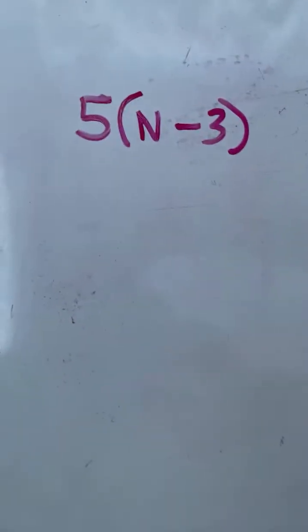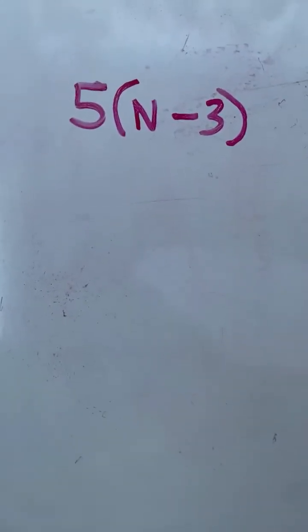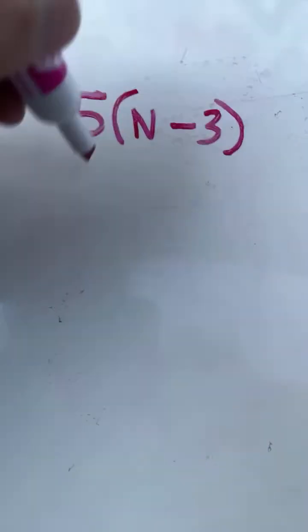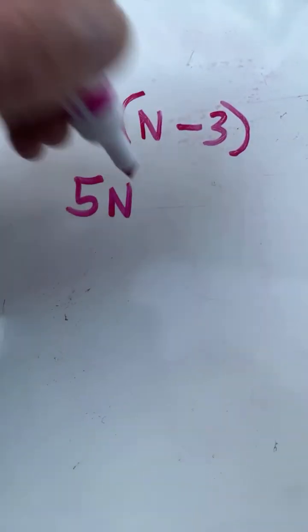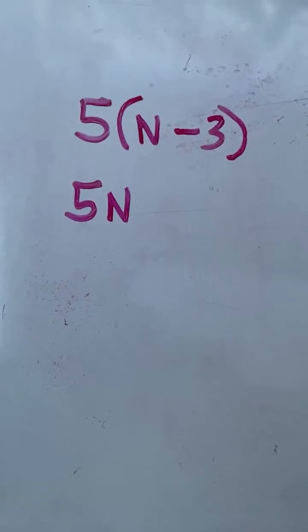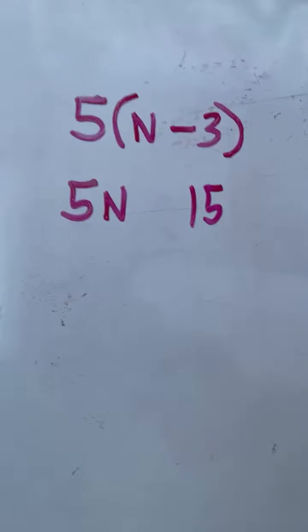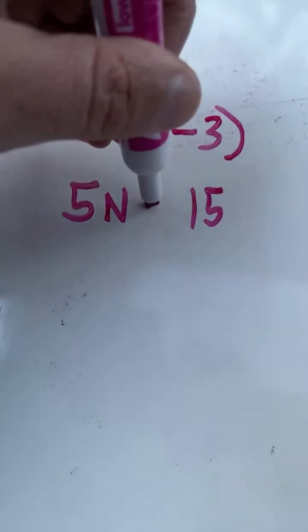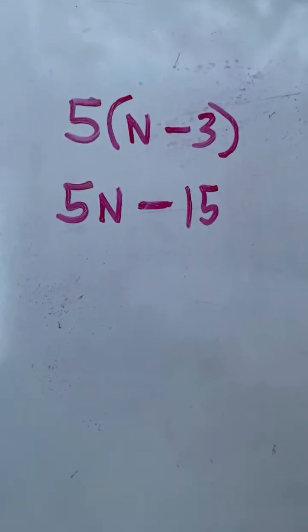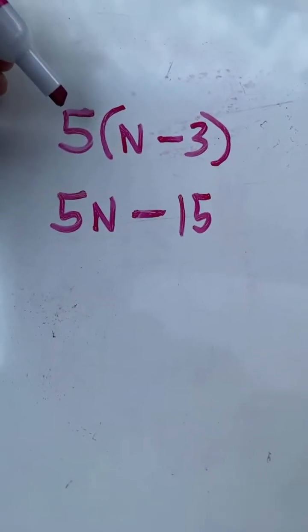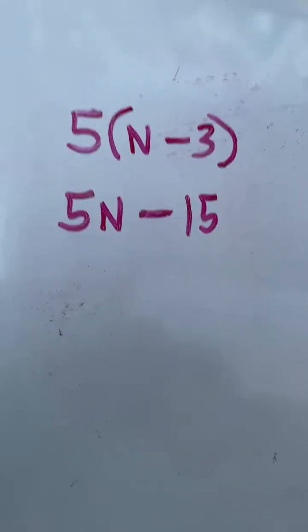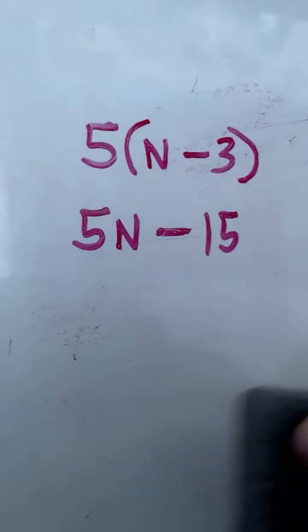I'll do some numerical expressions where there's actually some subtraction sign in there. So 5n minus 3. Again, the parentheses, when next to a number, acts as a multiplication sign. So step 1, we multiply 5 times n. 5 times n equals 5n. Step 2, we multiply 5 times 3. 5 times 3 equals 15. Because we have a minus sign in the parentheses, we're going to have a minus sign when we simplify our answer. So this numerical expression can be simplified to 5n minus 15. All right, next example.